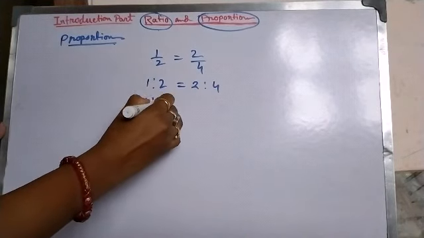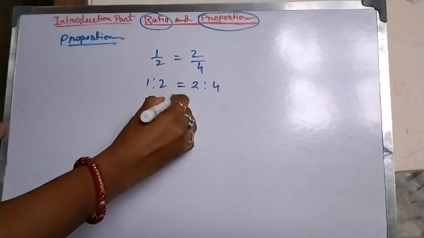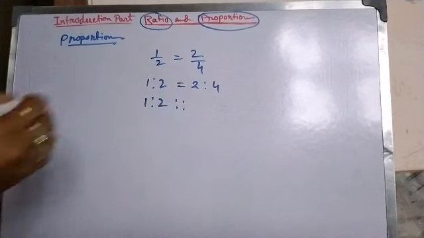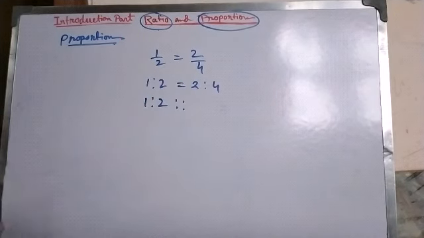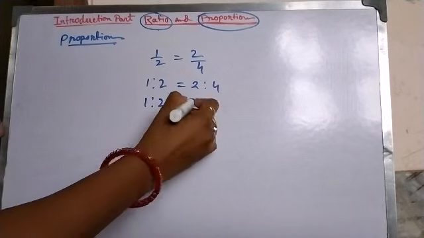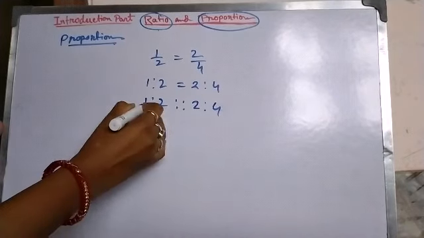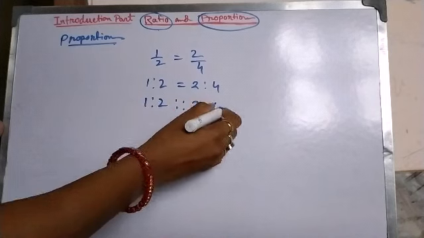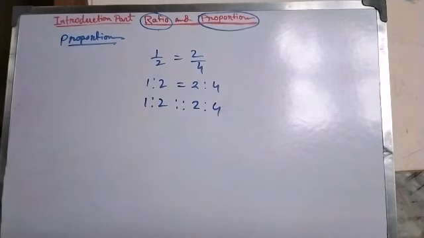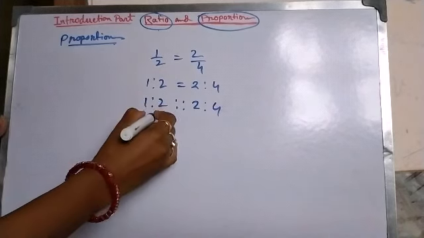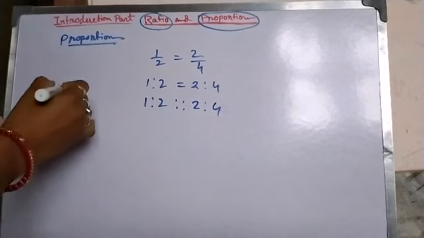So here we can use, instead of this equal to sign, this sign. This is called equivalent sign or proportional sign. So 1 is to 2 proportion 2 is to 4. So this is proportion.